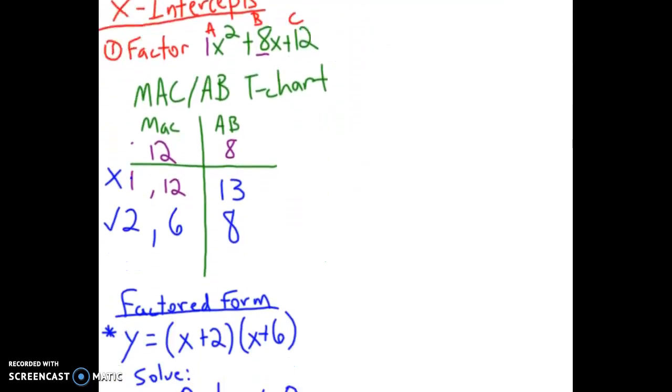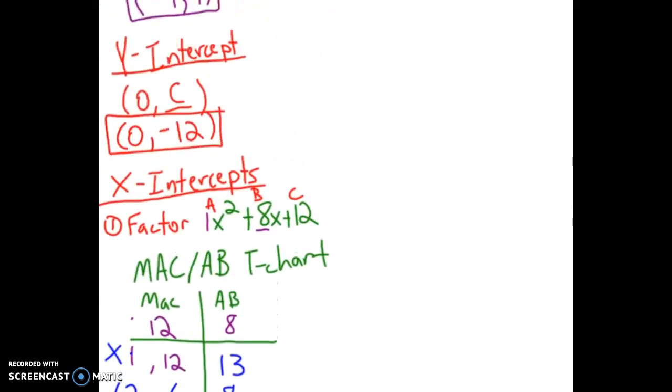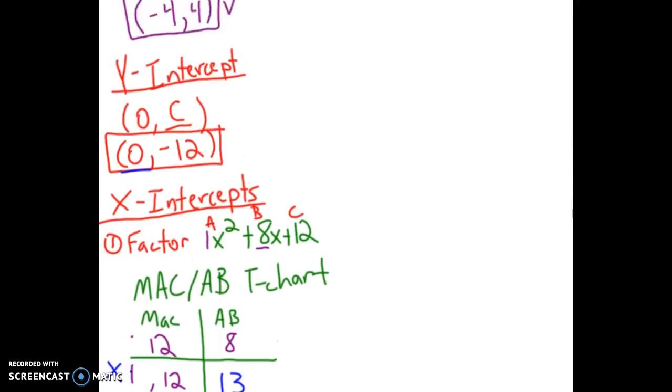It is important to note that technically the plotted points of these x values are (negative 2, 0) and (negative 6, 0). It makes sense: x-intercepts have a y value of 0, and the y-intercept has an x value of 0. That is how you find the x-intercepts.